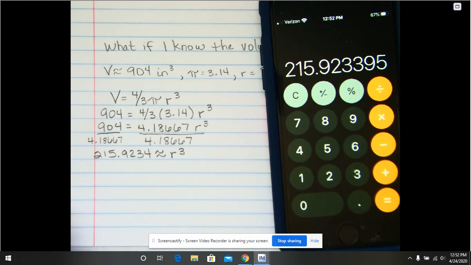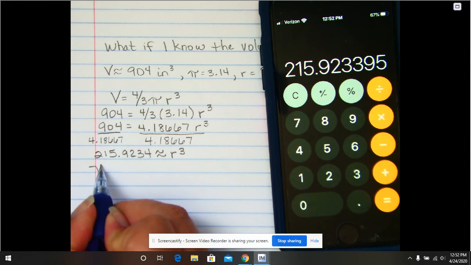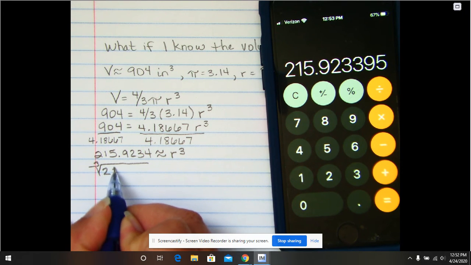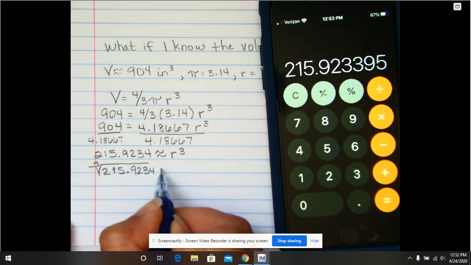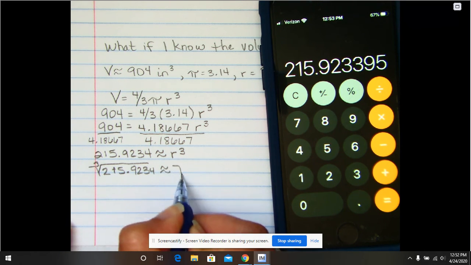But radius still isn't isolated. So we're going to have to find the cube root of the radius, which means we have to find the cube root of both sides. So this side, we're going to find the cube root. And this side, we're going to find the cube root.